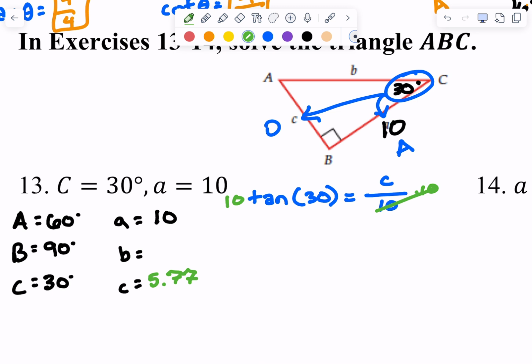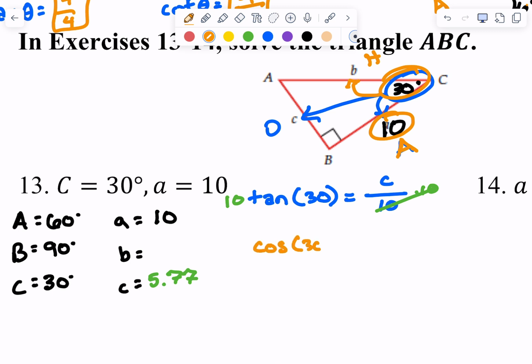Now, we could do another trig function if we want to, and that would be pretty easy, right? Or you could do the Pythagorean theorem with these, but 5.77 is kind of ugly. So let's do another trig function. Let's do 30 degrees. We need 10, which is the adjacent side, but B now is the hypotenuse, so we need hypotenuse and adjacent.